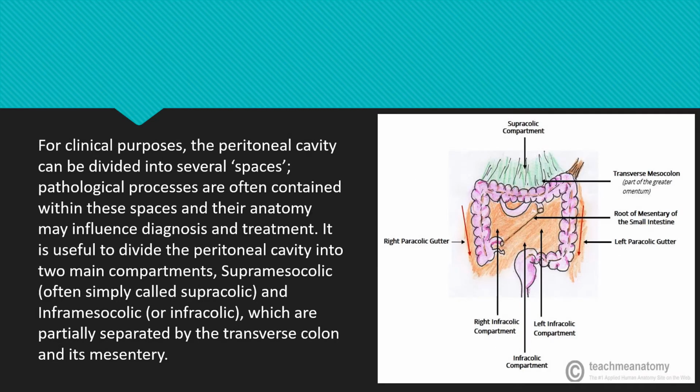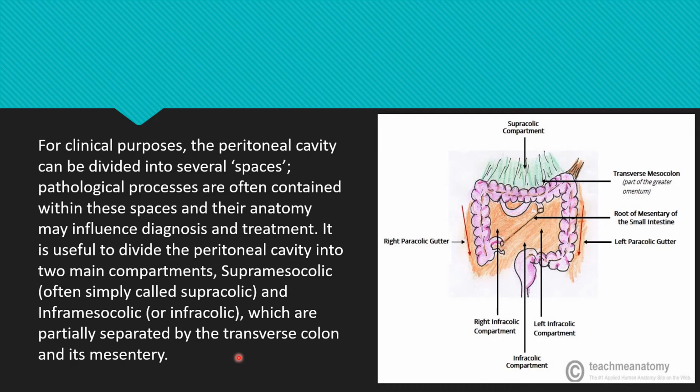So for clinical purposes, the peritoneal cavity is divided into several spaces, and pathological processes are often contained within these spaces, and their anatomy may influence the diagnosis and treatment. It is quite helpful to divide the peritoneal cavity into two main compartments. Those are the supramesocolic compartment, in simple words the supracolic, and the inframesocolic, known as the infracolic, which are partially separated by the transverse colon and its mesentery.